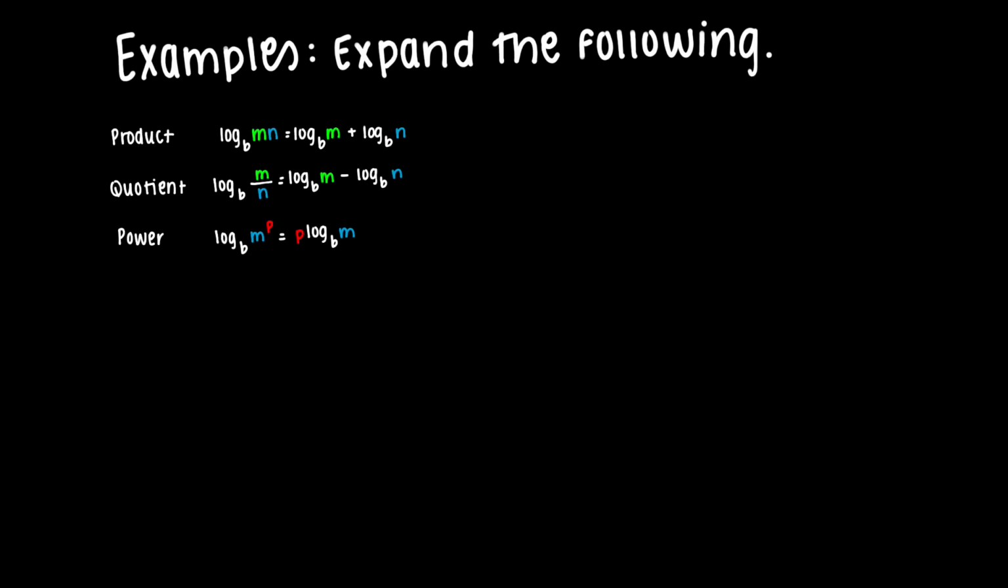In these next examples that we're going to do, I'm asking you to expand the logs. So we're going to go from one log to multiple logs. I've put those properties up here on the screen just in case you forgot or have to reference back to them. The first example I'm going to ask you to expand is log base 3 of 5 over x to the 4th. Remember, we're expanding, so we're starting with one log, and we're going to end up with multiple logs in our answer.